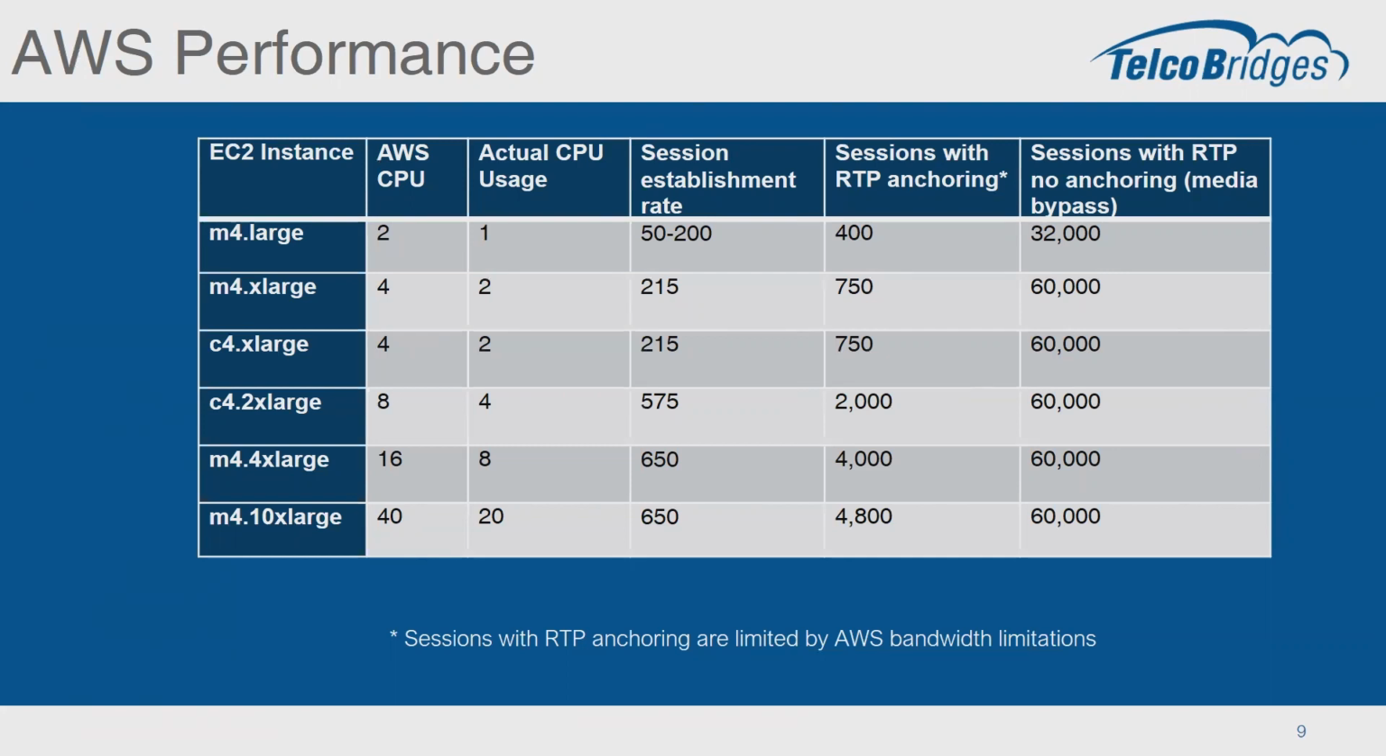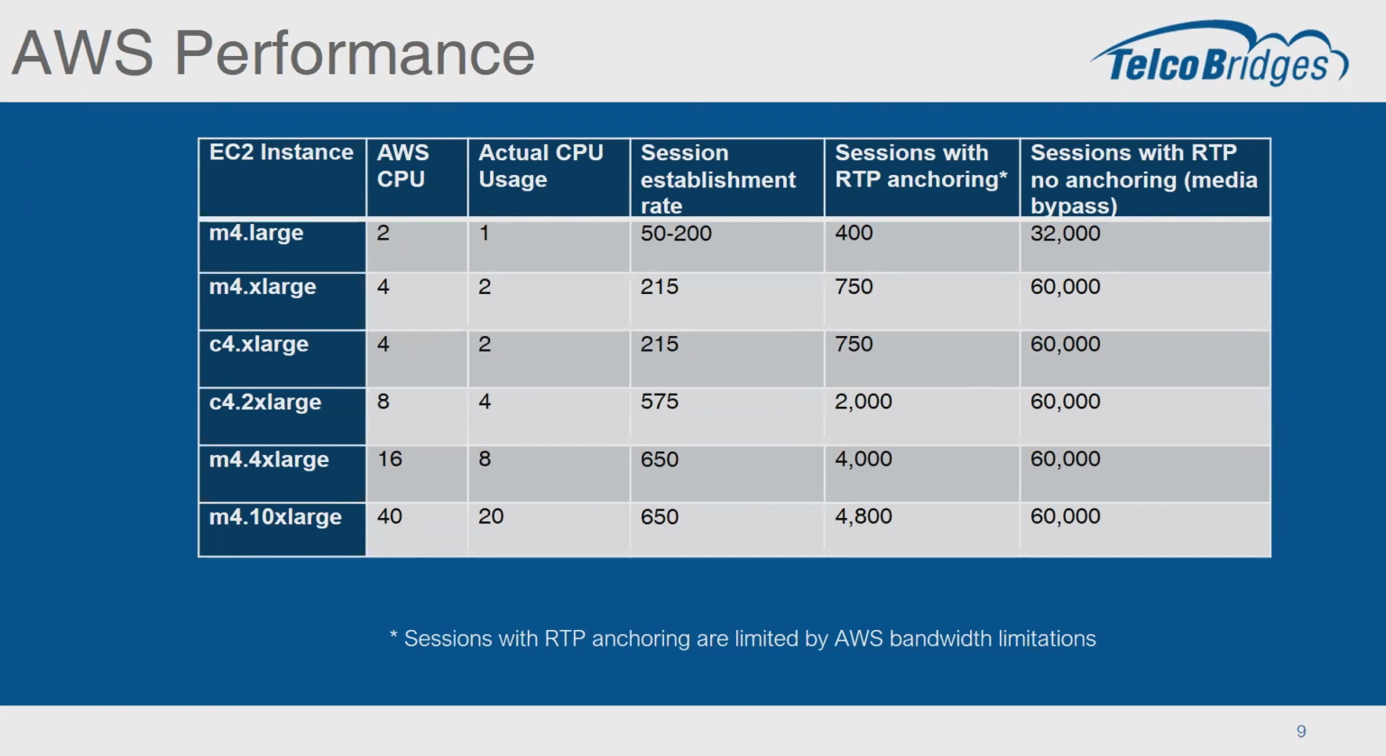If you note here, the session establishment rate and the sessions with RTP anchoring. And again, that's where the media goes through the session border controller. We can support up to 4,800 sessions. And one of the things we did note here is that these performance limitations are not limitations of the software or the CPU. This is purely a limitation enforced by Amazon and their bandwidth limitations.